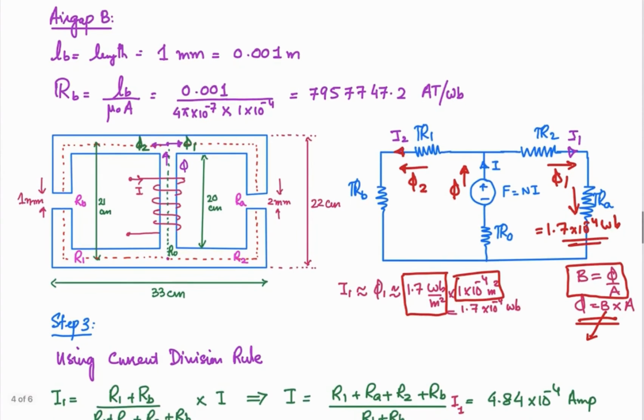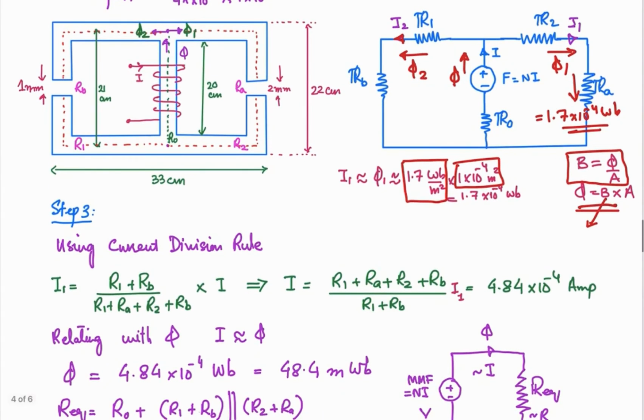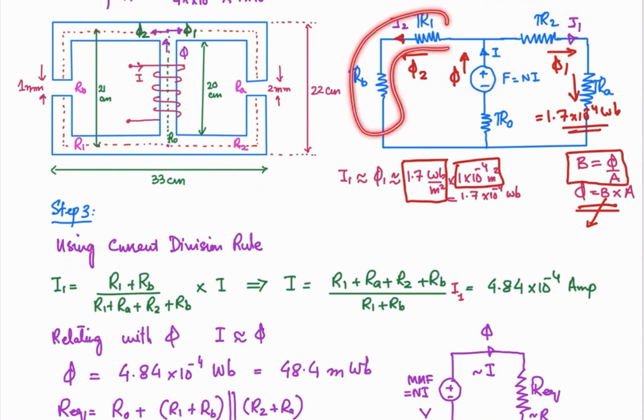Okay, now what should be the total current then? Because if we know about this total flux, you can work out the required magnetomotive force, and then, since we know the number of turns, you can work out the current. So now we apply the current division rule from the electrical circuit. If we assume all of these fluxes are currents, then this one, I1, can be determined by applying the current division rule, that is the resistance or the reluctance of this path, R1 plus RB, divided by this path and this path, because these two are in parallel.